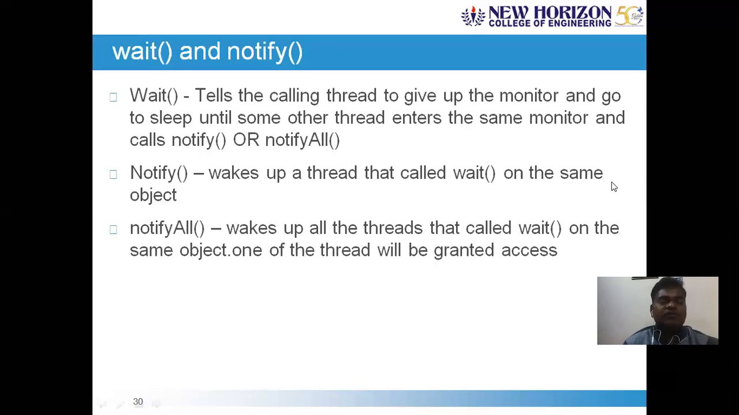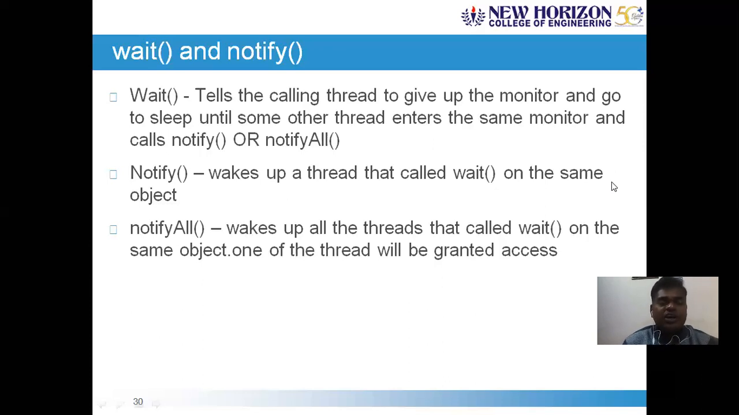And the next library function is notify, which is used to wake up a thread that has called wait on the same object. Assume that when a wait function is called on T1, T1 enters sleep mode. How do you make T1 a running or active state? You can call the notify method on the same thread T1 so that it changes its state from sleep mode to running or active mode.